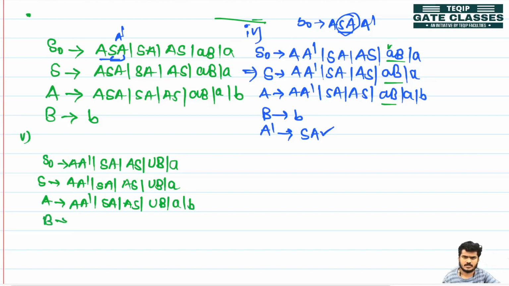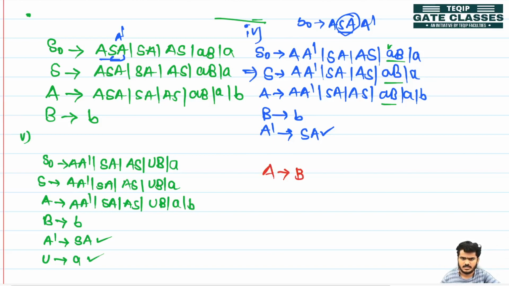B is producing small b, and we know that A dash is used for SA. So A dash is producing SA. This is also okay in CNF. And finally, U is producing small a. Okay, so this is also okay in CNF. So finally we will check whether all productions are in CNF form.